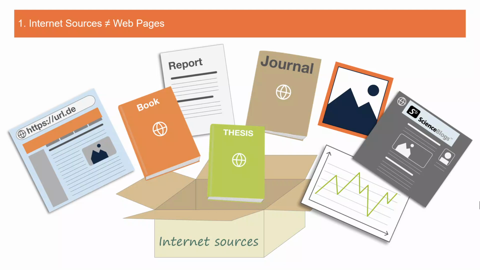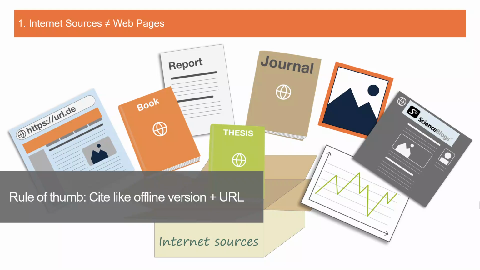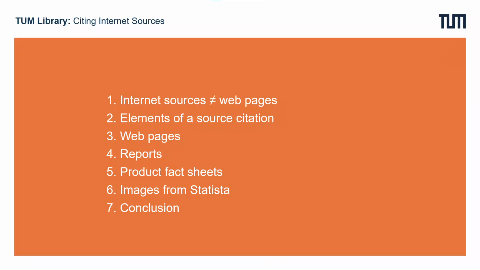Now, it would be great if you could just cite all these different types of internet sources the same way, but unfortunately we can't. But as a rule of thumb, you can say that you always cite these document types like their offline equivalent. So like a printed book or a journal article plus URL. So as you have an internet source, you always need a URL. So we already know that internet sources are not just web pages, but that there are a lot of different types of internet sources and that we have to cite them differently.